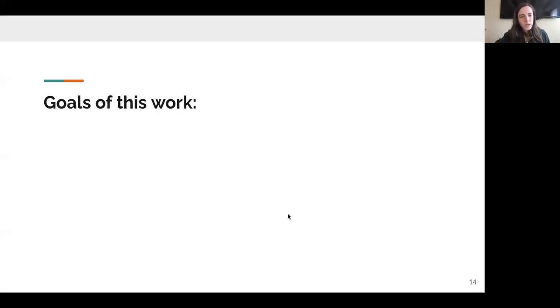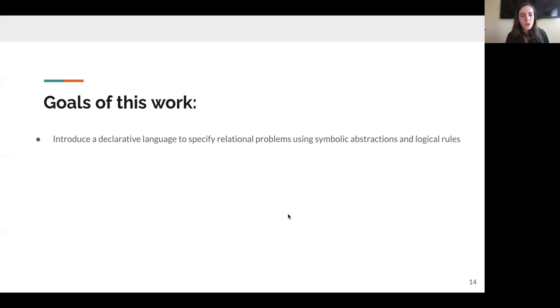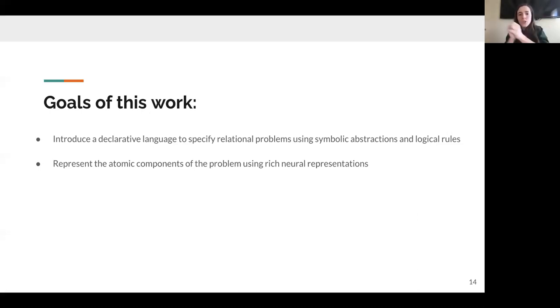So the goals of this work, to make it concrete, are: we are going to introduce a declarative language to specify relational problems using symbolic abstractions and logical rules. Relational problems means I have one or two or more decisions that are interdependent. That makes it relational. And I want to be able to express it using symbols and logic. Then we also want to represent the atomic components of the problem using rich neural representations. So if I'm going to model, for example, abortion, or women, or children, I want that to be tied to neural representations as well.